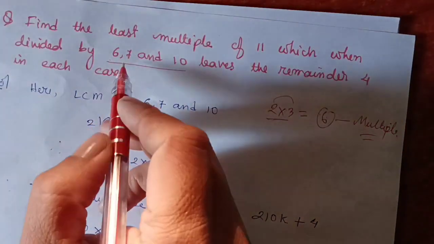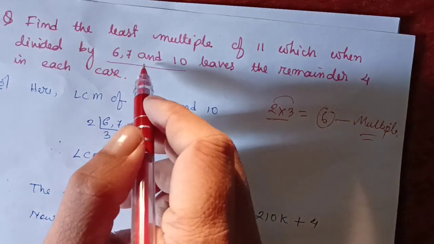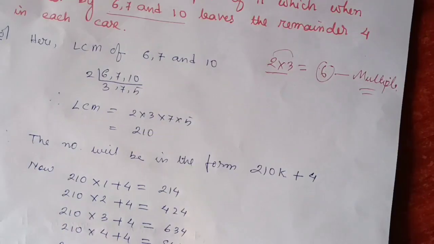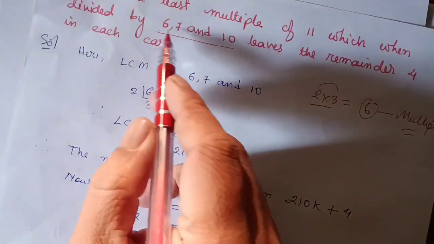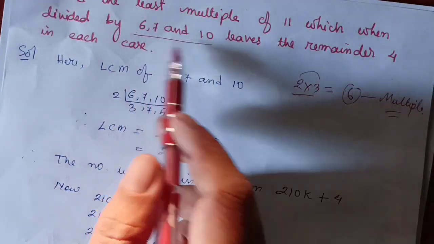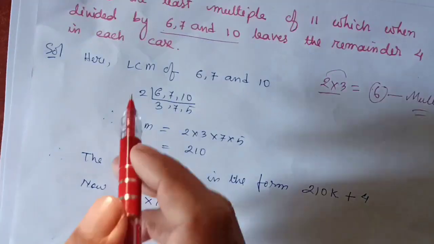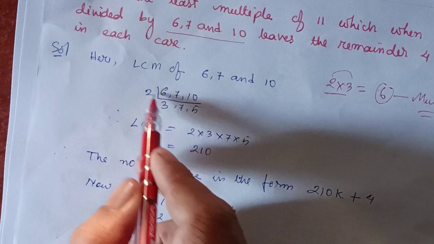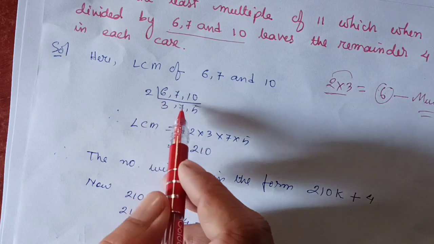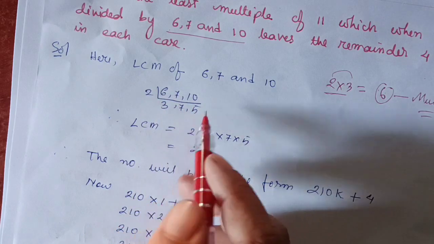Now since the divisor is given, according to the rules which we have learned, let me show again. If the divisor is given, then we should do plus. So don't forget that idea. Now for 6, 7 and 10, for such a type of question, the divisors, we should take the LCM. The LCM is very easy, very simple. 2 threes are 6. 7 is not in the table of 2, that is why we write 7. 2 fives are 10. Now the LCM is finished. This one is very short.